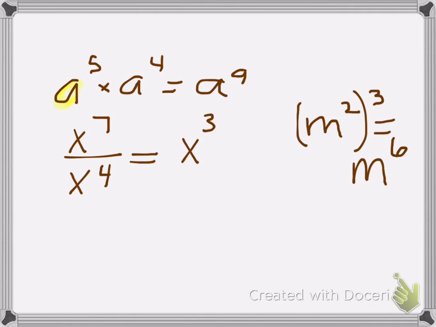Then just a reminder, and you can see this if you look up at my clock, you'll remember this rule. But what if I have a number raised to a 0 power? That's always equal to the number 1.